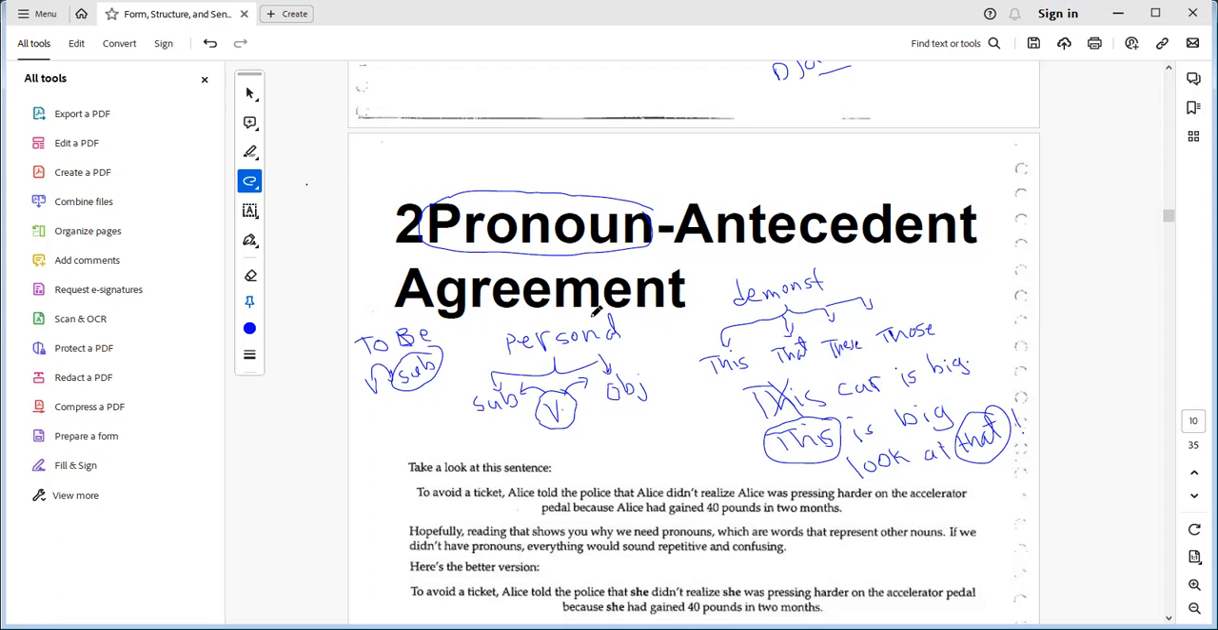Thank you. So personal pronouns, as I told you: what comes before the verb, especially the action verbs, is going to be a subject pronoun.